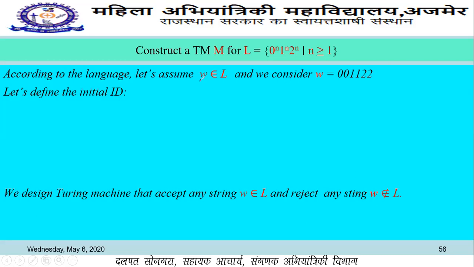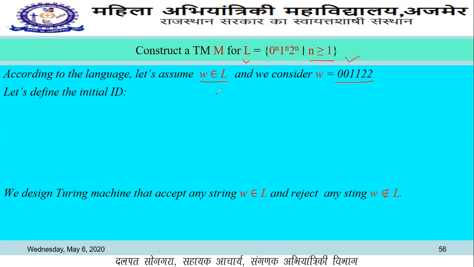If we suppose a w which belongs to L, it means all the strings in L have an equal number of zeros, ones and twos, with zeros followed by ones and ones followed by twos only. Okay, so this is about the language.